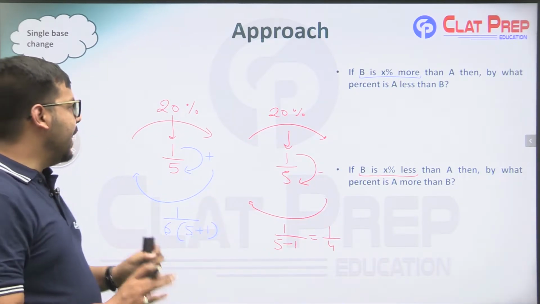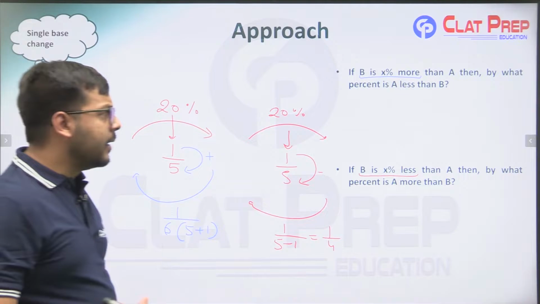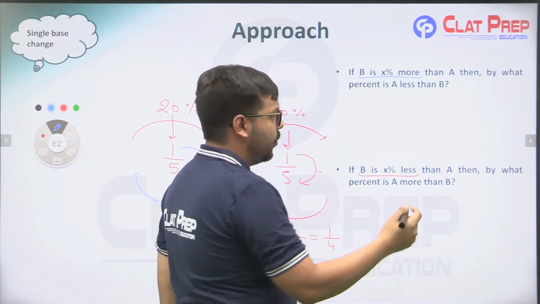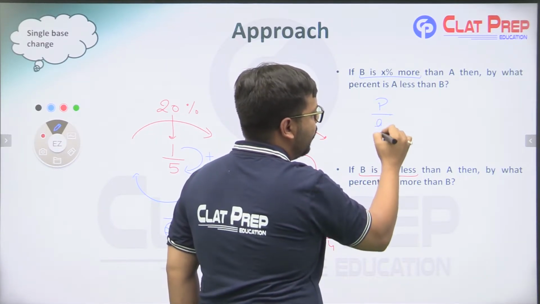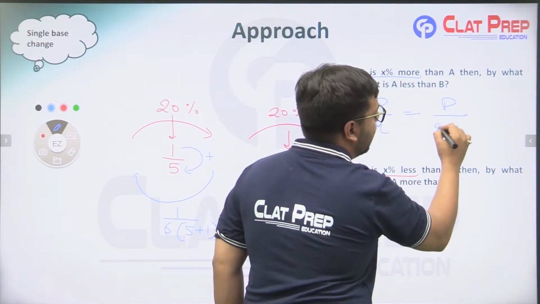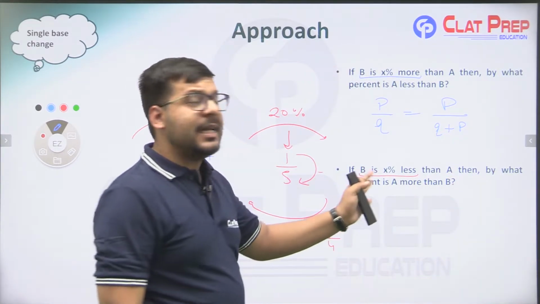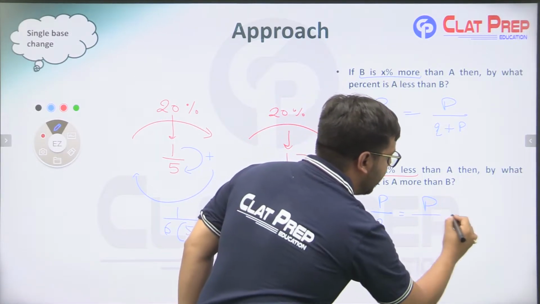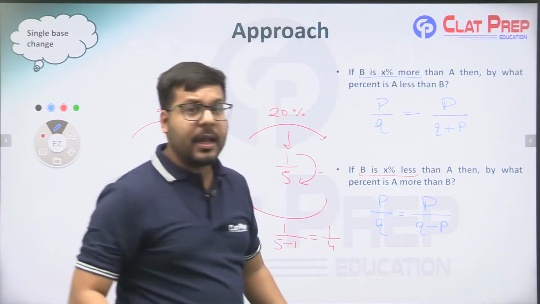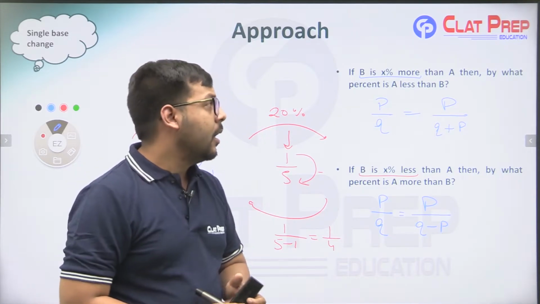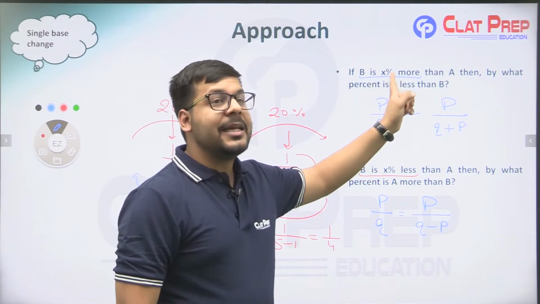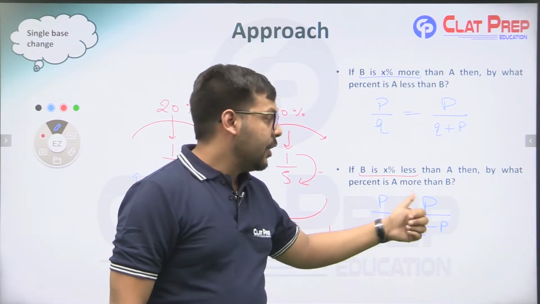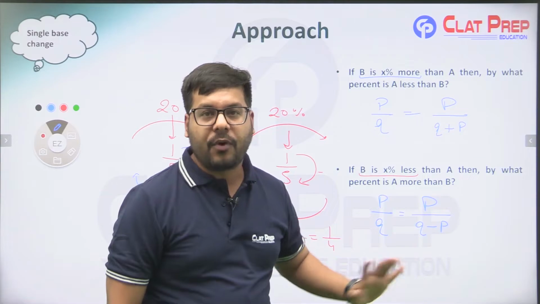So this is a very simple and neat trick which you people can use. Okay, let me just sum up here. If it is saying that B is X% more than A, you change it into its P by Q form and your answer will be P upon Q plus P. If it is saying B is X% less than A, you change it into its P by Q form and your answer will be P upon Q minus P. Again I am repeating this, please remember and take a note of this. When the question says more, you have to add the numerator to the denominator, and when the question says less, you have to subtract the numerator from the denominator.